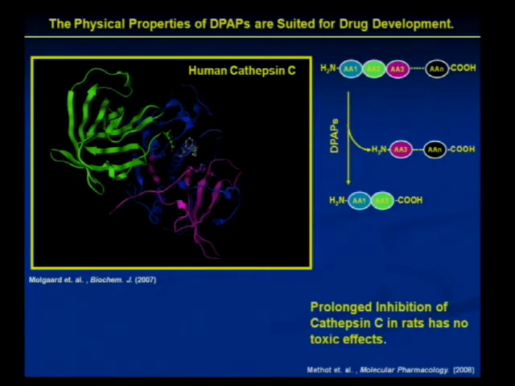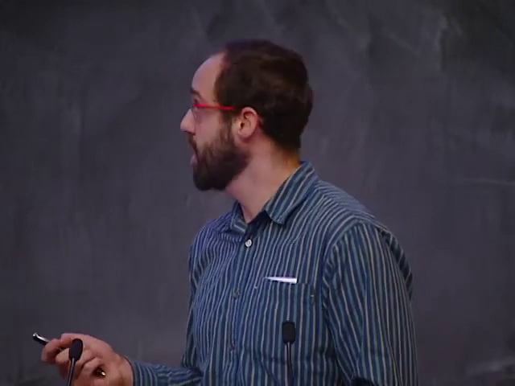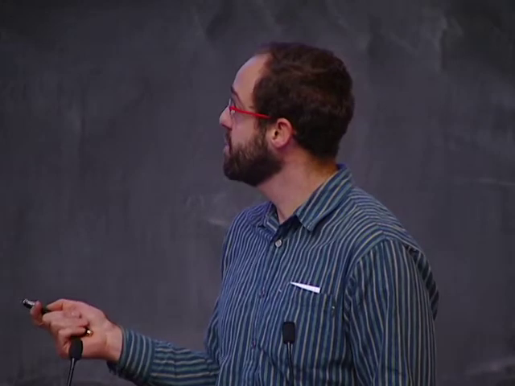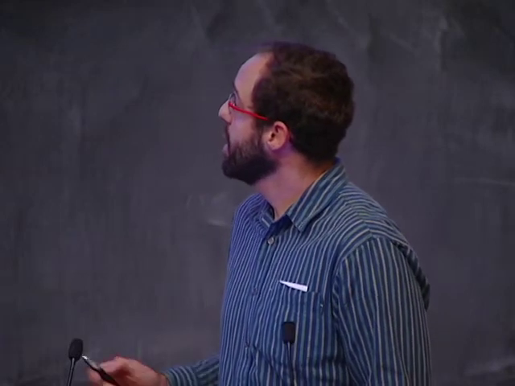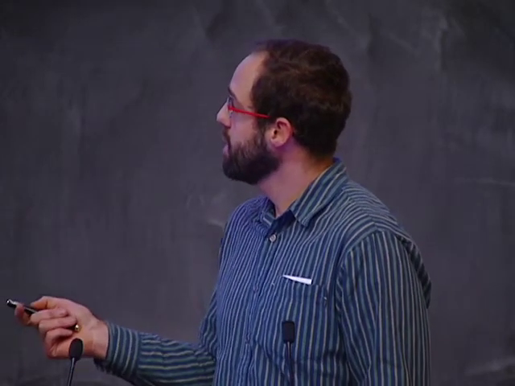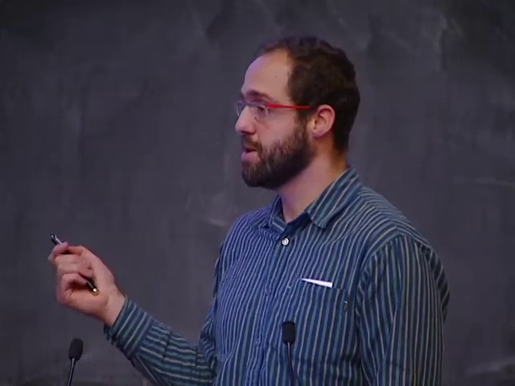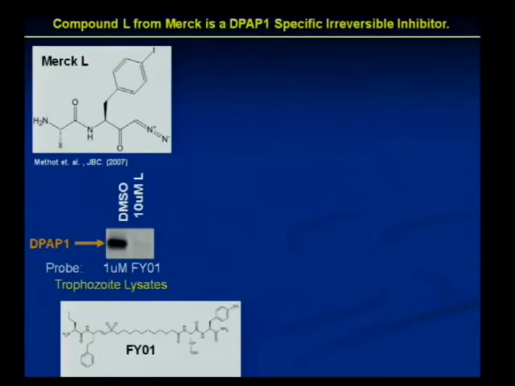So really, the difficulty, since it's really hard to do genetics in malaria, was to prove that DPAP1 is actually a target. So our approach was to design specific DPAP1 inhibitors and show that those can actually kill parasites. I'm going to introduce you to a technology that was mainly developed in a lab. The way we measure whether an inhibitor is specific for a given protease is we use activity-based probes. And this FY01 is the probe we use to measure DPAP activity.